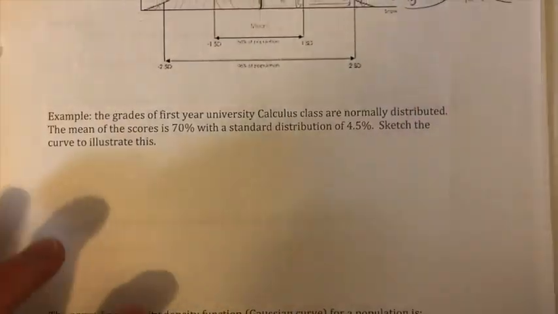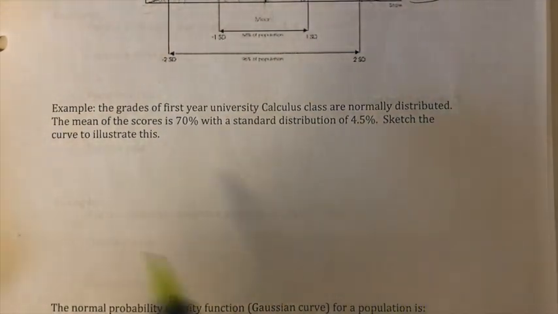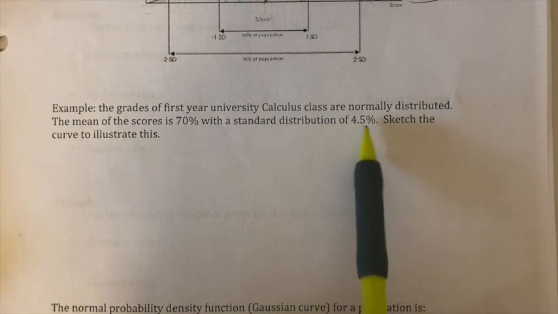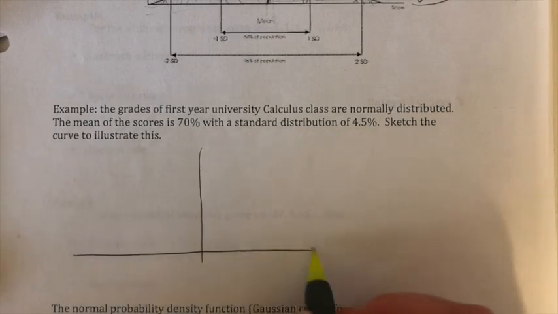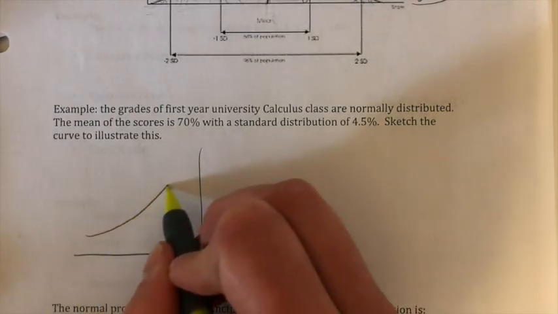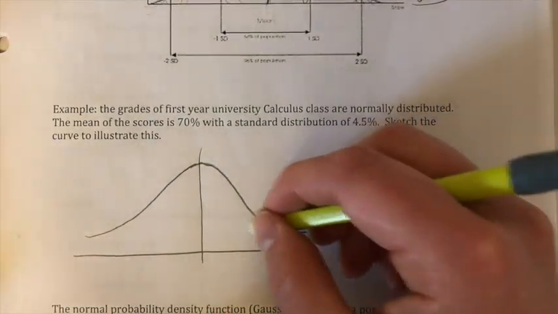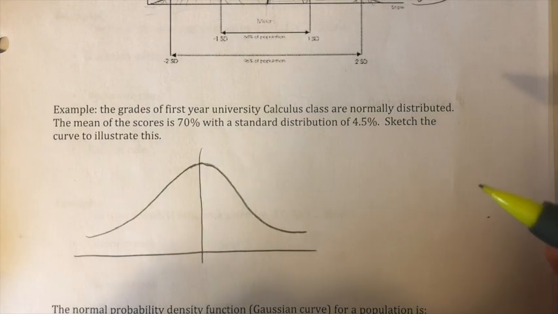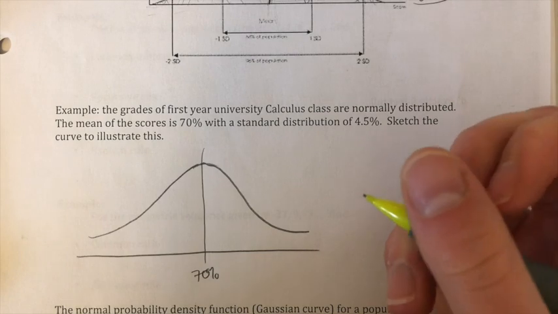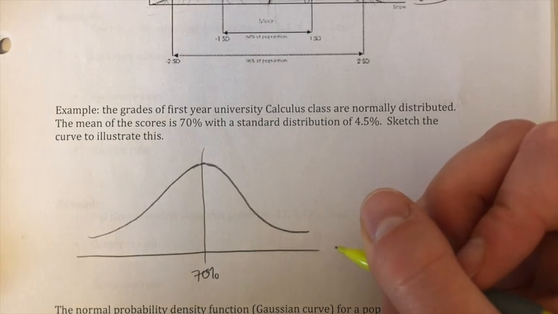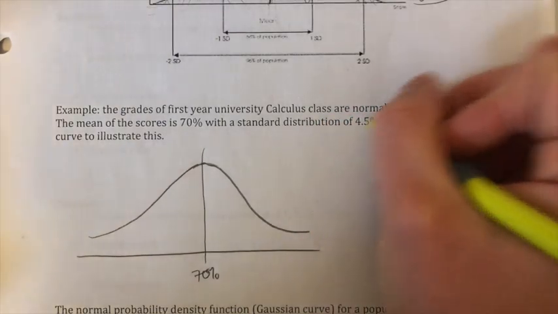Okay, so for an example, the grades of a first year university calculus class are normally distributed. They follow a bell curve. The mean score is 70% with a standard deviation of 4.5%. We're going to sketch the curve to illustrate that. I like to draw it kind of like that, and we want it to be as symmetrical as we can get it. So this is 70% here, and then it tells us the standard deviation is 4.5.